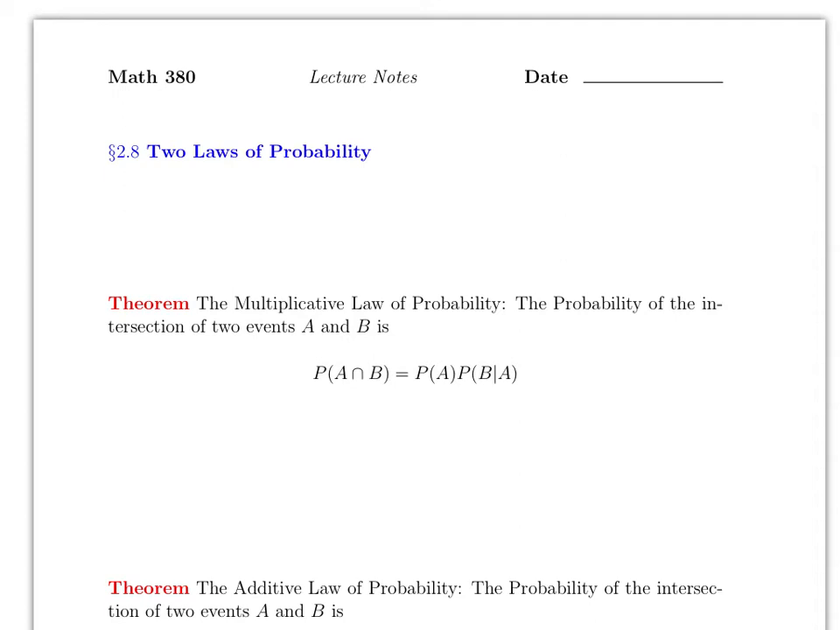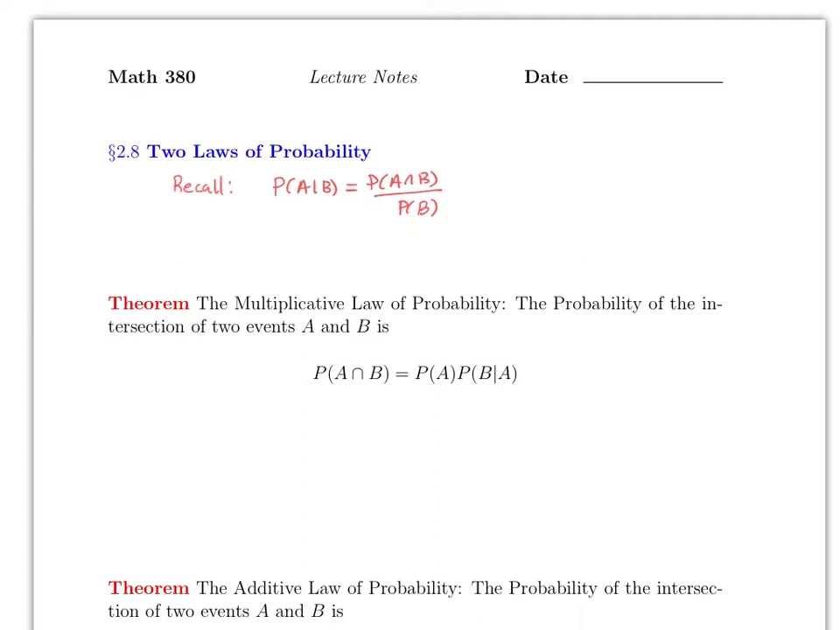Hello everyone, this video covers sections 2.8 to 2.10. Recall from last time that what we did was mainly the conditional probability formula, which says the following. The probability that A is going to happen given that B already happened is equal to the probability of the intersection divided by the probability of B.